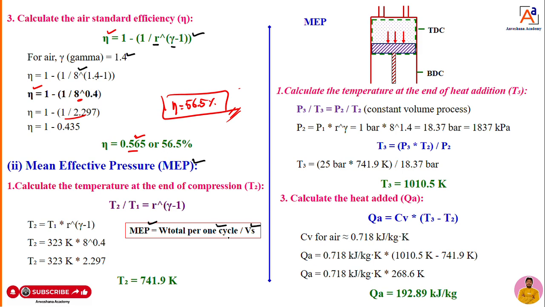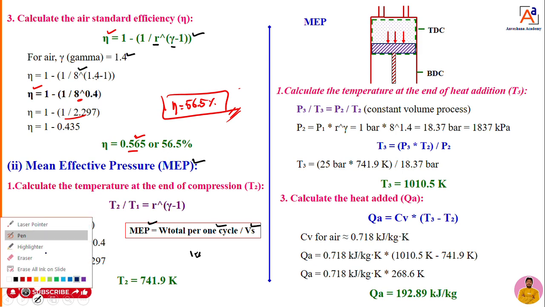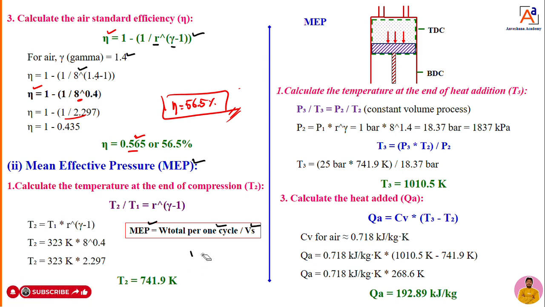What is total work? How to calculate the total work? I will tell now. To calculate total work, we know the general equation already. We know already that efficiency is equal to output to the input. Output from the engine is work, and input is heat supplied or heat added. So how to calculate this work done? Work done can be calculated as efficiency into heat addition. We already calculated efficiency as 56.5%, but we don't know the value of QS.